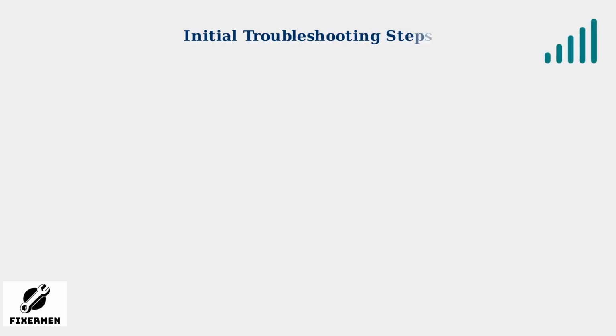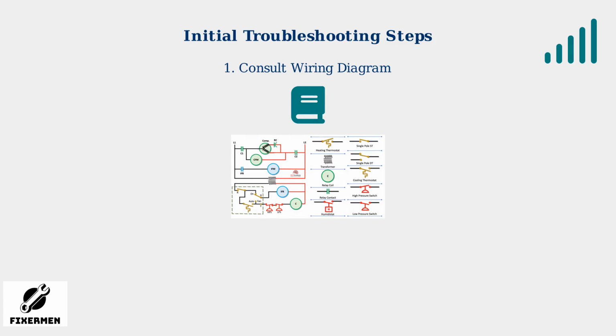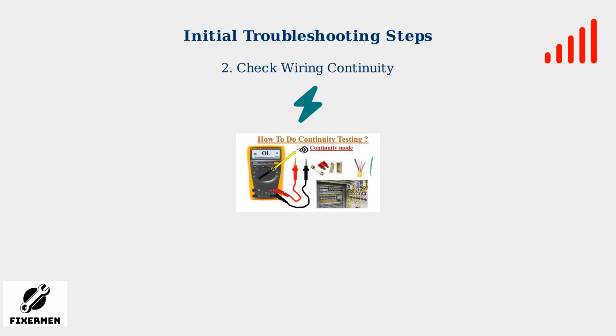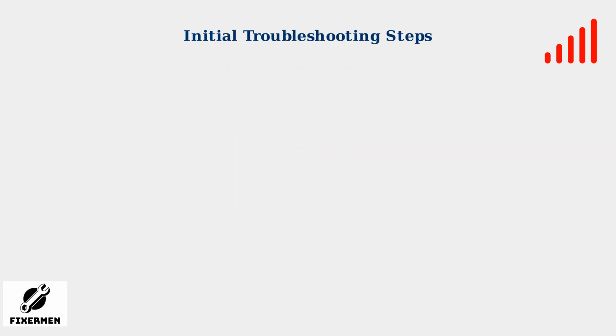The first steps in troubleshooting communication errors involve basic checks and resets you can perform yourself. First, consult the system's wiring diagram in the installation manual. This diagram shows how all components are connected and can help identify potential wiring issues. Use a multimeter to check the wiring for continuity, looking for any breaks or shorts in the low-voltage control wires that could cause communication issues.